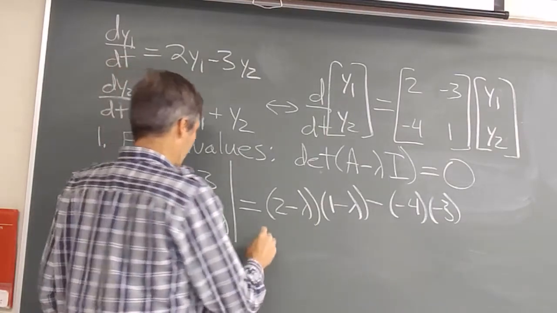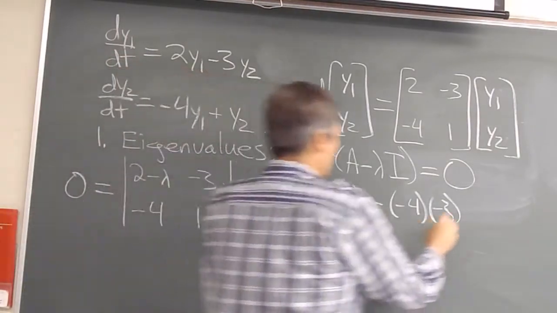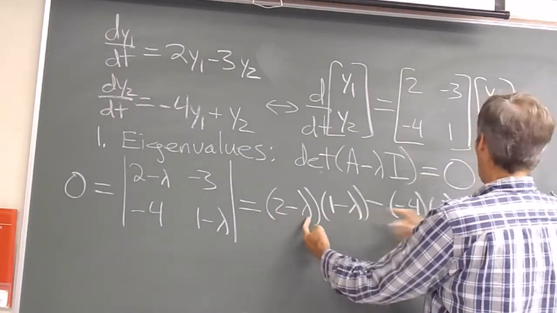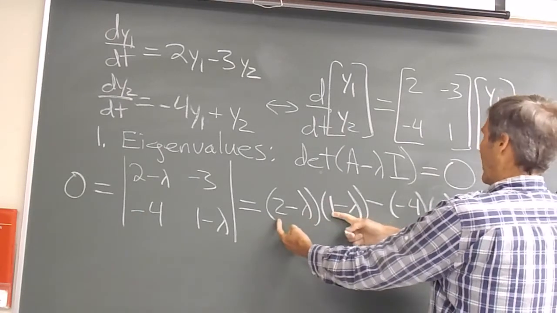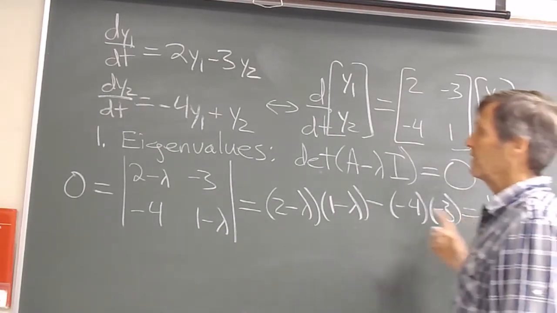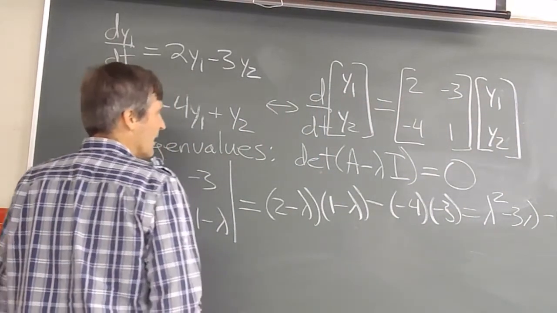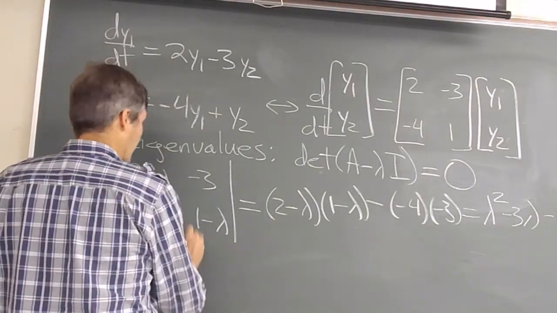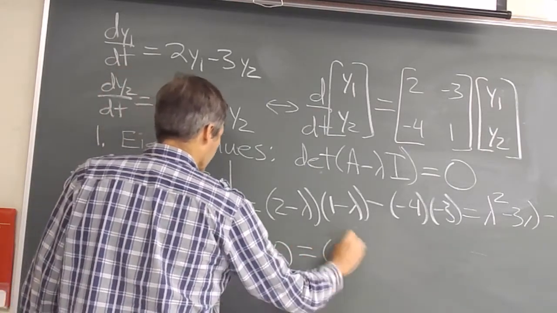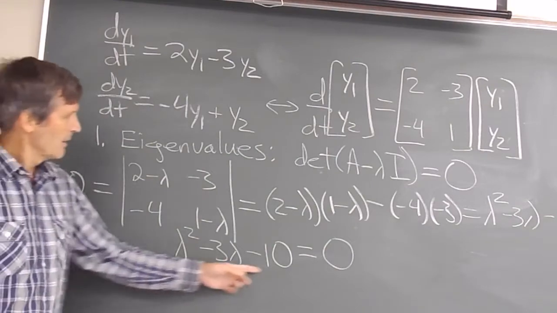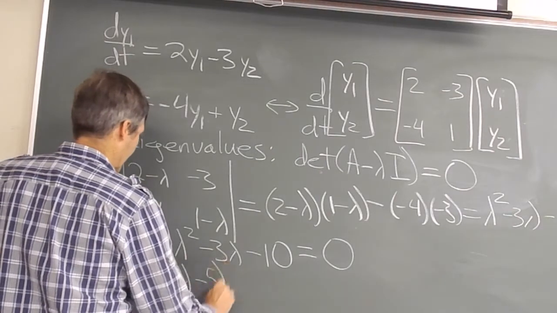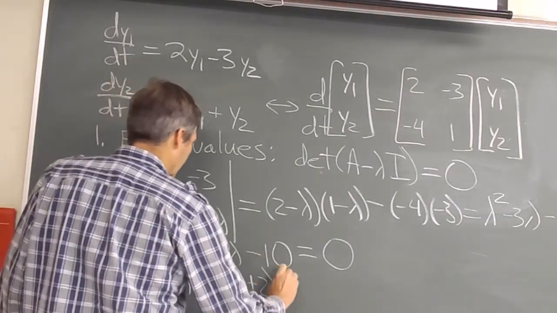So what do we have? We have 0 equals, let's see, lambda squared when we multiply this out by FOIL, right? Minus 2 lambda minus lambda is minus 3 lambda. Plus 2 minus 12 is minus 10. So we call this the characteristic equation for finding the eigenvalues. It is now lambda squared minus 3 lambda minus 10 equals 0. This characteristic polynomial can be factored: lambda minus 5 times lambda plus 2, right?